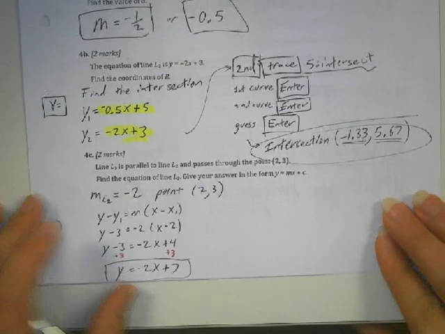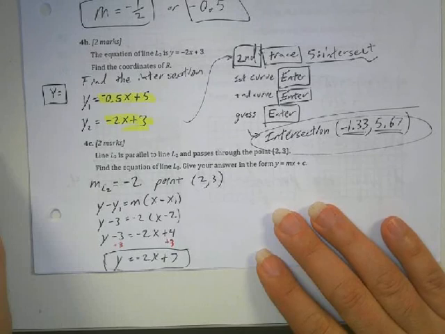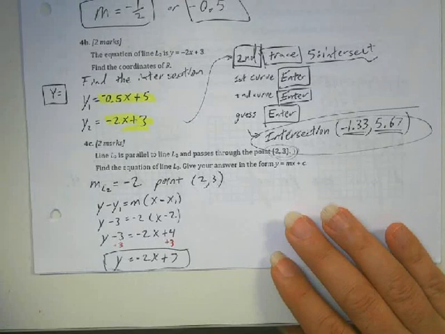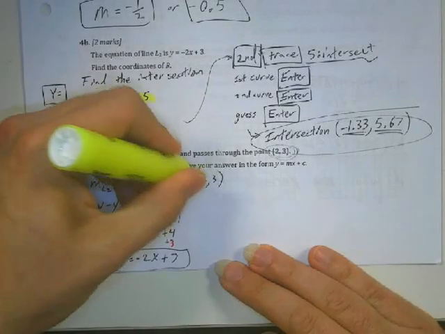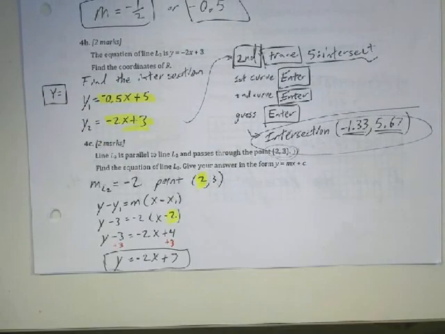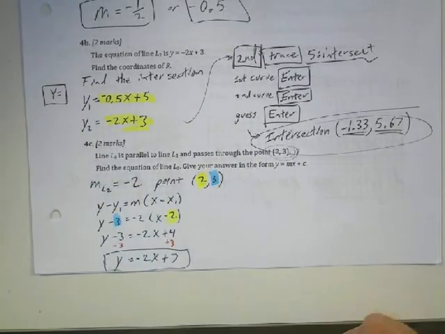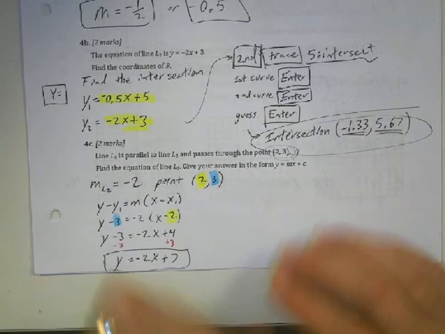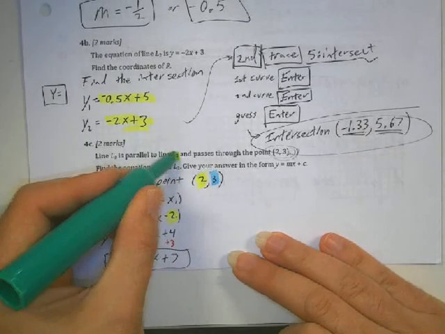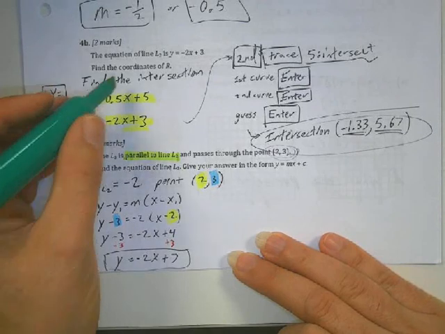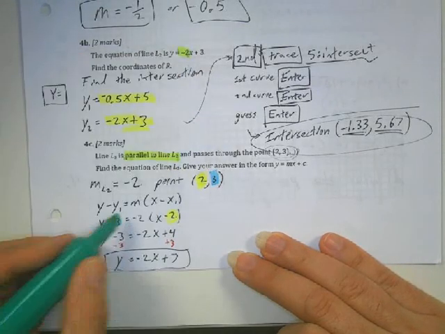The next one, let's just walk through it. Passing through point 2, comma 3. So I'm going to replace x with 2, and I'm going to replace y with 3. This is just like we did on the previous one. And then our slope, it's parallel to line 2. Line 2 had a slope of -2. So I'm going to replace m with -2.